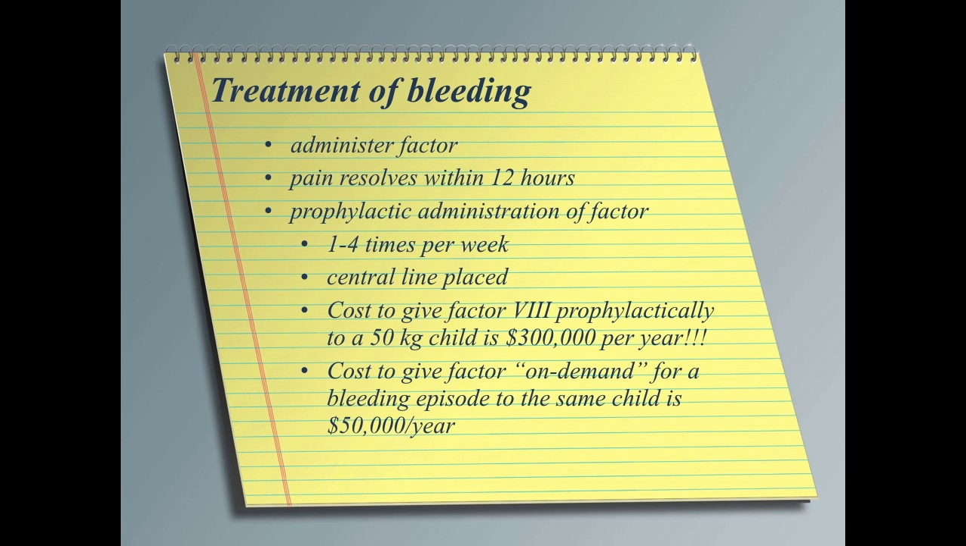When they come in with this bleeding episode, what you can anticipate is administering the factor, whichever one they're deficient in. This will relieve pain within 12 hours of administration, so you might need to give pain medication also to make them comfortable. There is prophylactic administration of factor. Depending on the child, it can be anywhere between 1 to 4 times per week. And they will have a central line placed because, number one, we always need access to a vessel, and number two, they're going to be giving this at home.